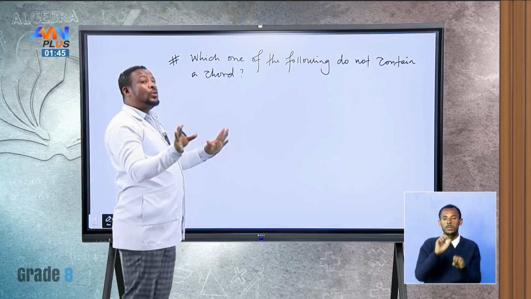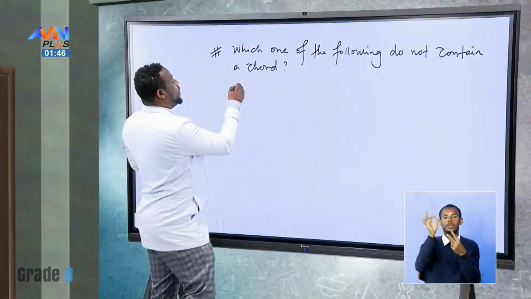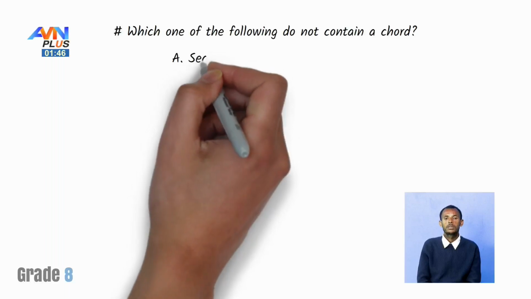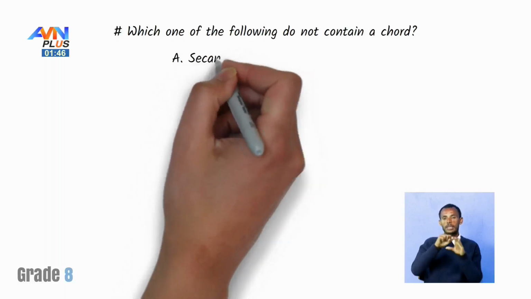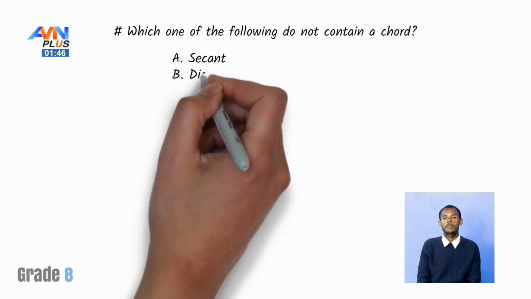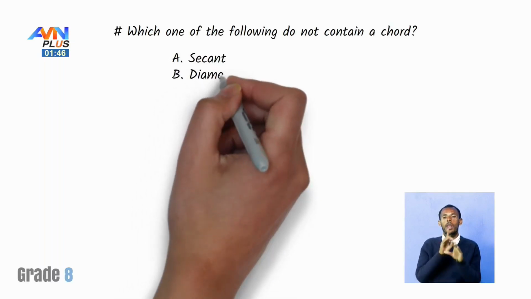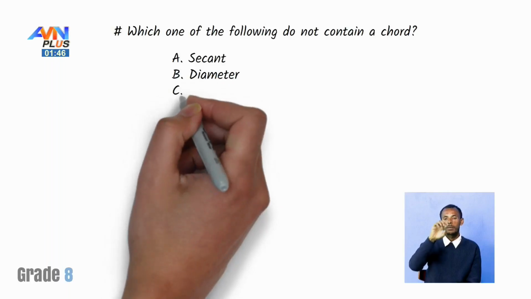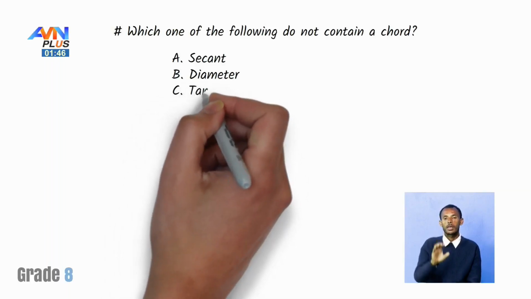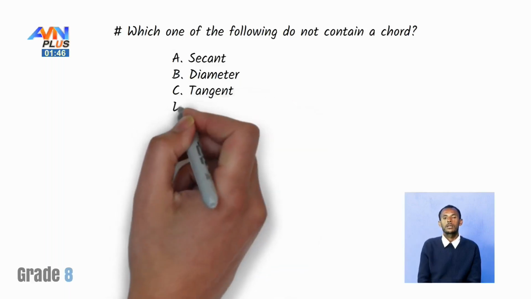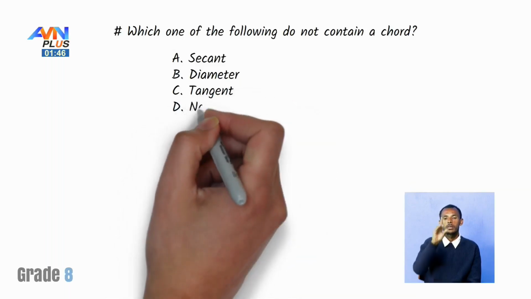So I will give you choices. In choice A, secant. In choice B, diameter. In choice C, tangent. D, none.